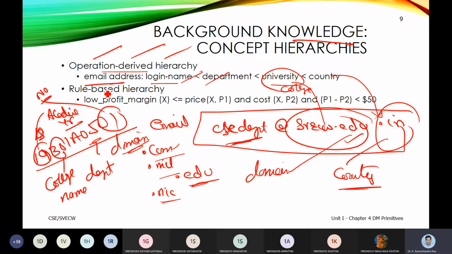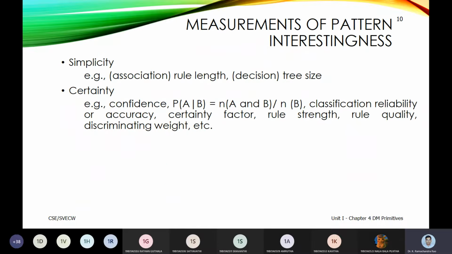The next thing was we need to talk about rule-based hierarchy. So in this rule-based hierarchy, we will say that we are going to have an example: low profit margin, which is going to be less than or equal to price with x comma p1. So this is condition 1, this is condition 2. So whether condition 1 in that specific range is meeting condition 2 in that specific range, we are able to derive it. So there we are going to call that a rule-based hierarchical system.